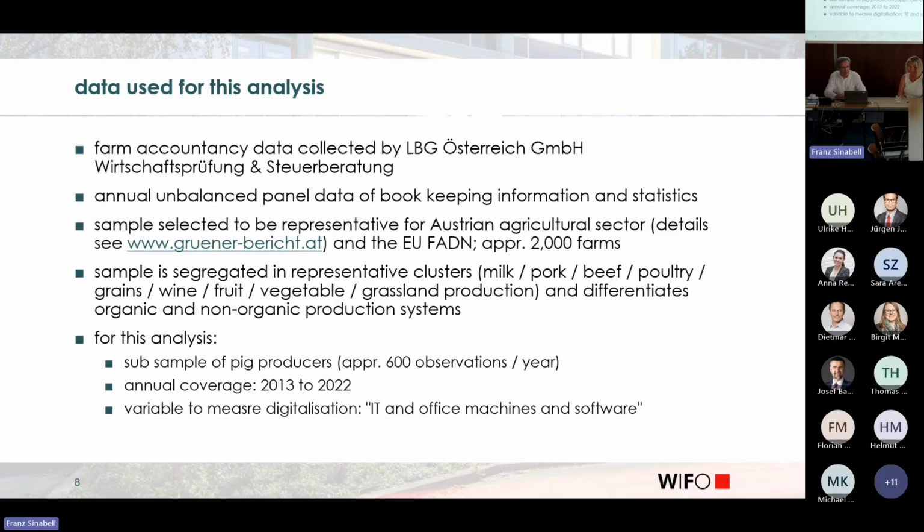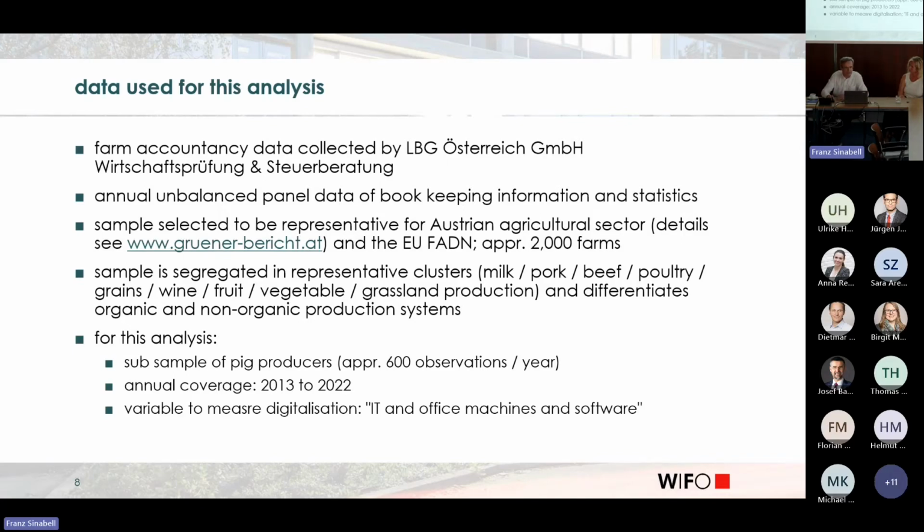The data we use for the analysis, in more detail, is provided by LBG Österreich GmbH. It's an accountancy company. This company provides bookkeeping services for 2,000 farmers. We have access to a sample of this. We use annual unbalanced panel data, and the primary purpose of this panel is to provide information for the income report that is delivered to the parliament every year. So the purpose of the panel is not efficiency and productivity analysis, but the purpose is bookkeeping and information on incomes.